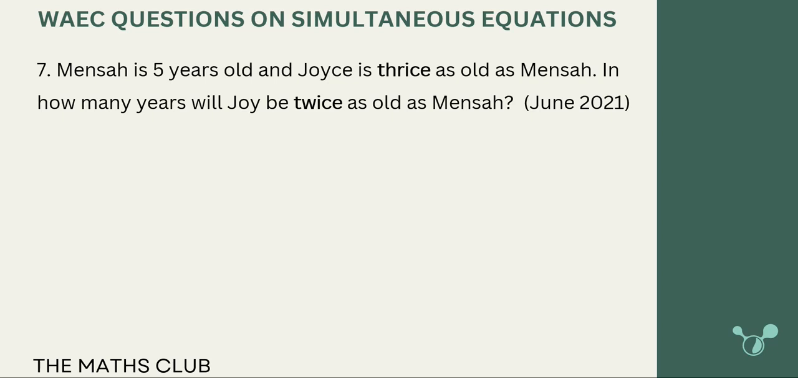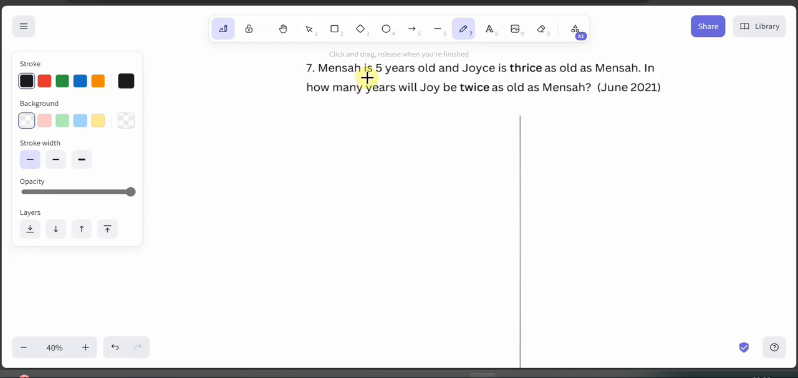Welcome back. Let's solve it together. So we know that Mensa is 5 years old. So M is equal to 5. I know that Joyce, J, is thrice as old as Mensa. So that would be 3M. So that means that is 3 times 5, which is 15. It now says, in how many years will Joyce be twice as old as Mensa?